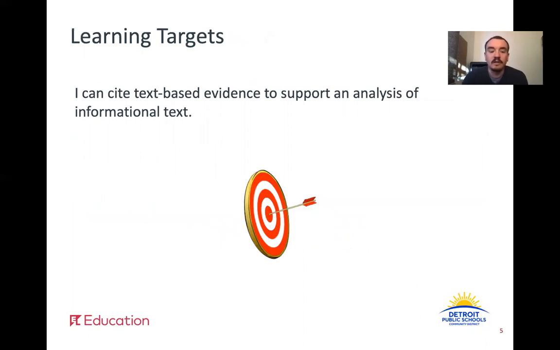All right, we have one learning target for today's work. I can cite text-based evidence to support an analysis of informational text. Let's make sure that we keep this target in mind during all of our work today.